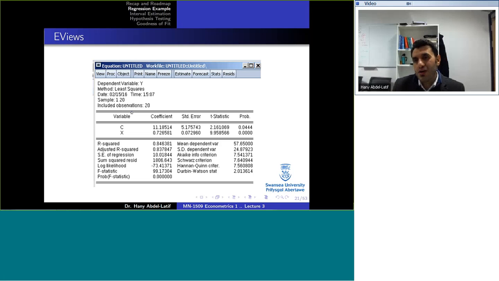What we're going to be looking at for now are those two values of the coefficients. This is the intercept as we calculated using the formula. It's 11.18514, and this is the intercept. And the slope coefficient is 0.726581. It's exactly what we calculated using the formula. And again, the interpretation will be the same.